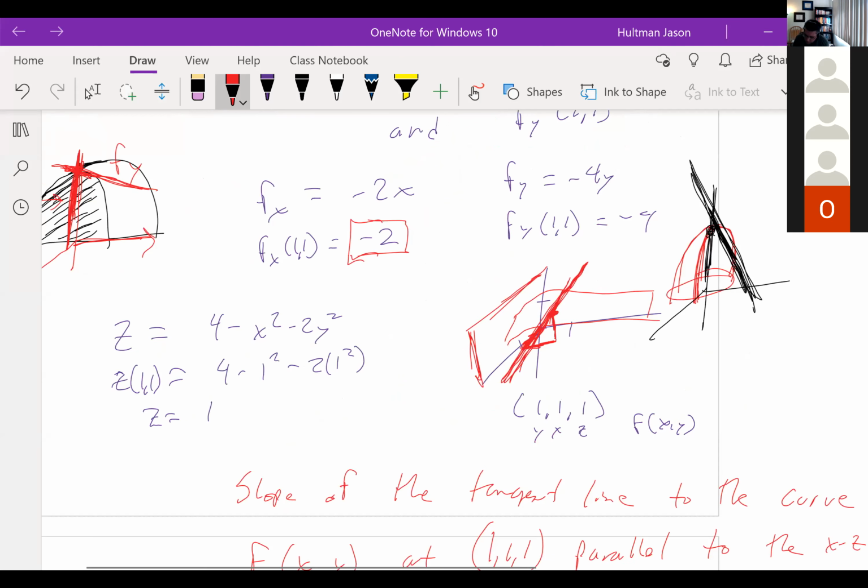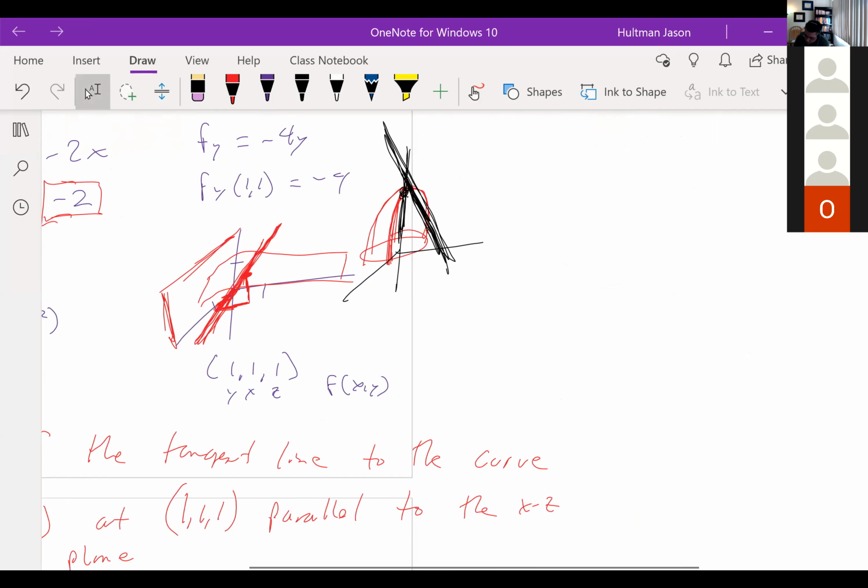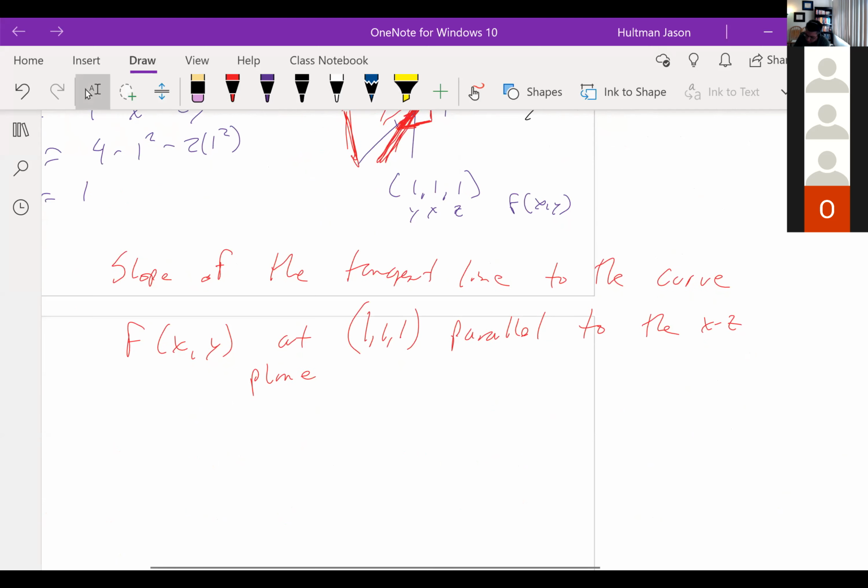I just oriented the point here at the center. This point is not oriented at the center though, so keep that in mind. You're still going in the x direction, but you're not on the x-axis. You're parallel to the x-axis. What's the slope of that tangent line? The slope of the tangent line parallel to the xz plane is -2. It means I'm going down 2.